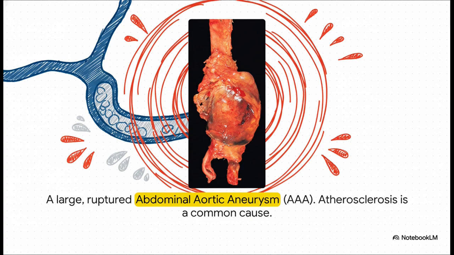Now have a look at this specimen. This is a classic and frankly a frightening example of an abdominal aortic aneurysm, what we call a AAA. You can see the sheer scale of the dilation here. This is exactly what happens when the wall weakens, it balloons out, and then, catastrophically, it ruptures.